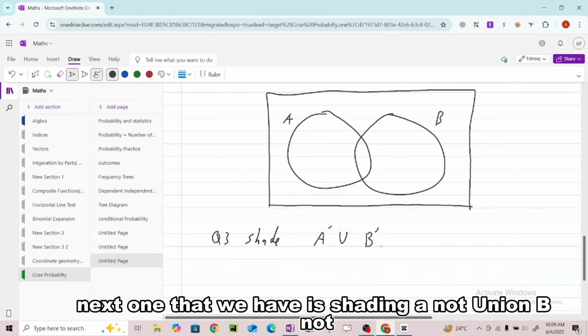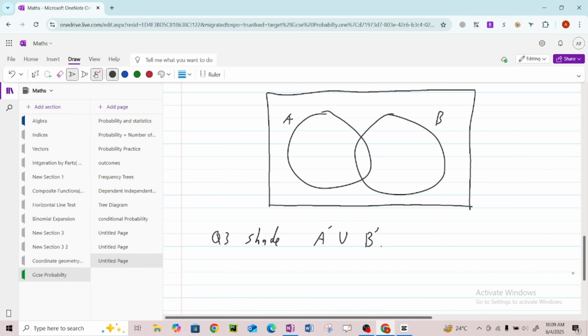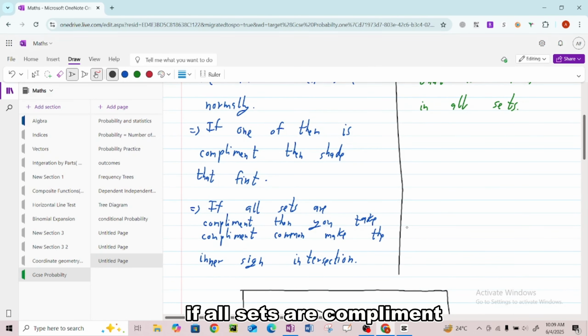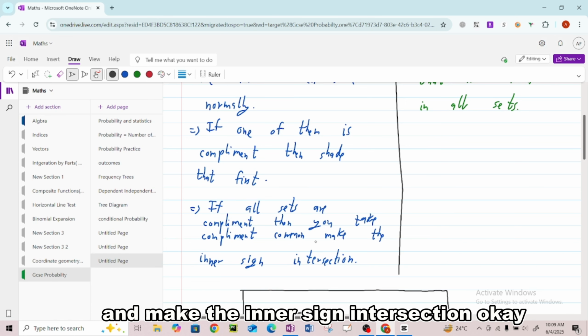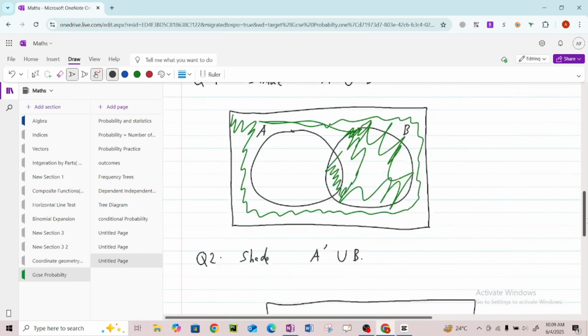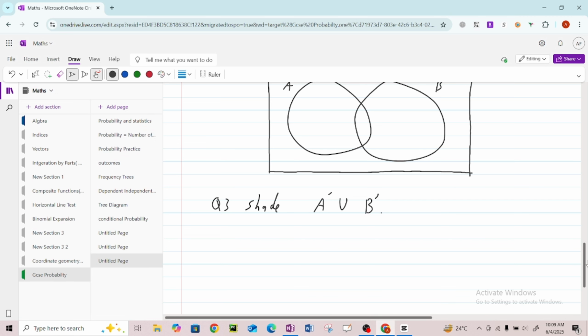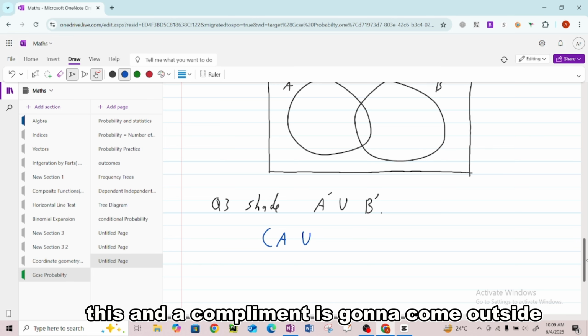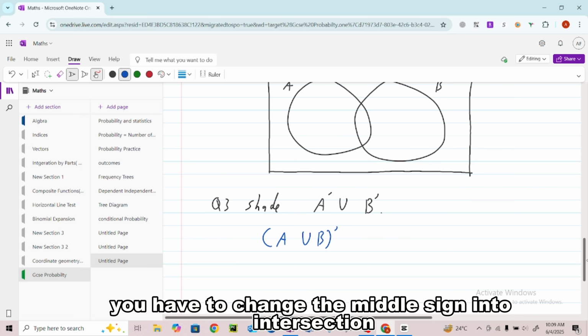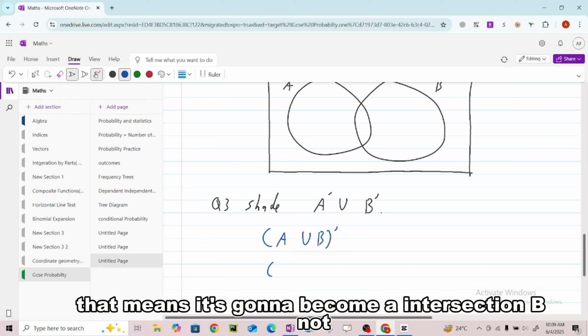Next one is shading A naught union B naught. This is the third case that we had. If all sets are complement, then you take the complement common and make the inner sign intersection. First we take the complement common, so the complement is going to come outside, and we change the middle sign into intersection. That means it's going to become A intersection B, all complemented.